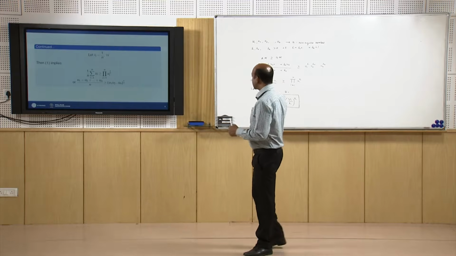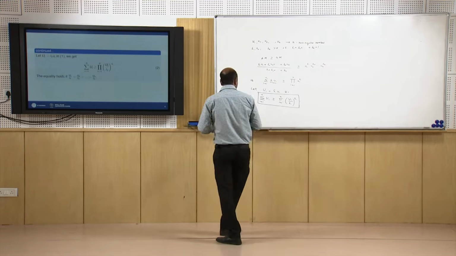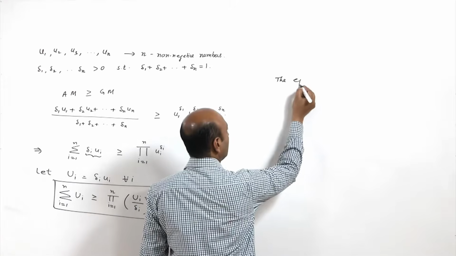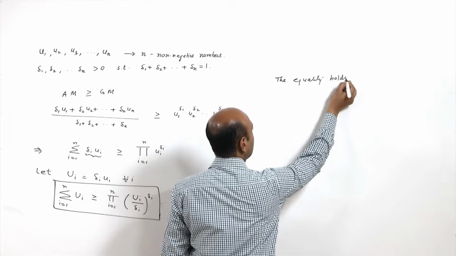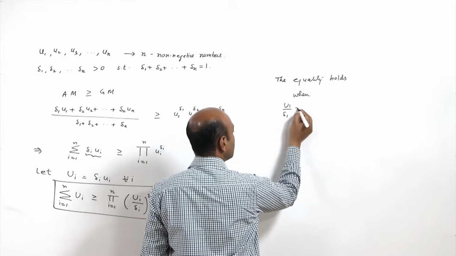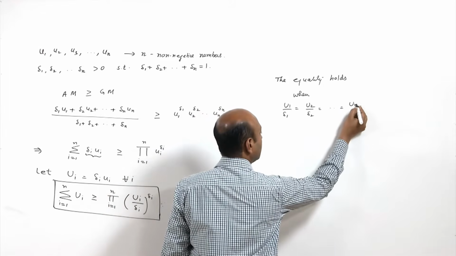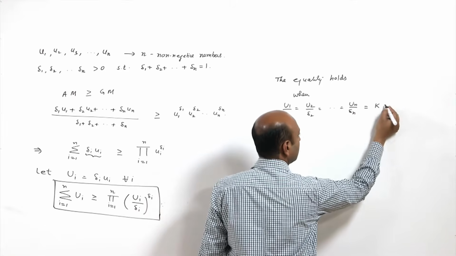So, this we have already discussed, and this also we have discussed. Yes, the inequality, this equality will hold when all are equal. The equality holds when u1 upon delta 1 is equal to u2 upon delta 2 is equal to un upon delta n. This you can easily check, you can take it say k.